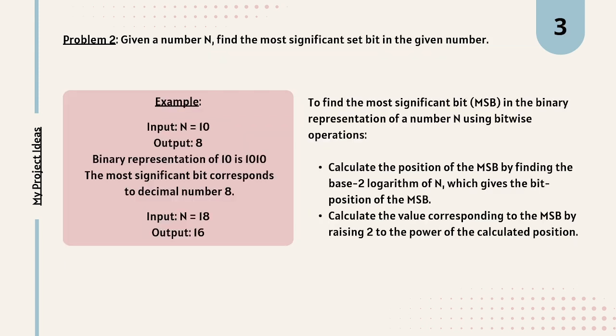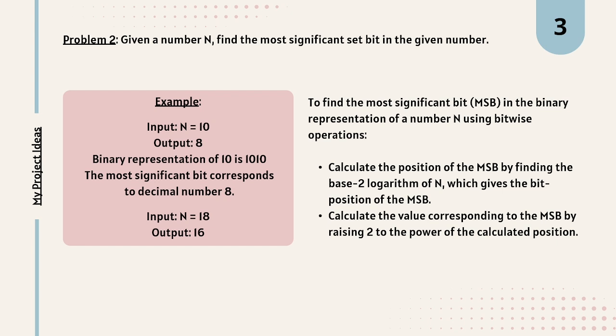Another problem we have. Given a number n, you have to find the most significant set bit in the given number. What is the most significant set bit? The MSB. You know what MSB is? That is the most significant set bit of a number. So you have to calculate the position of the MSB by finding the base 2 logarithm of n. If you find the base 2 logarithmic value of n, you get the position of the MSB.